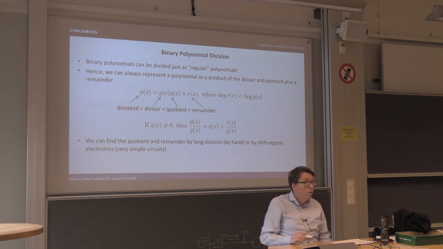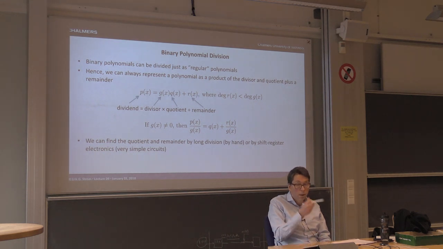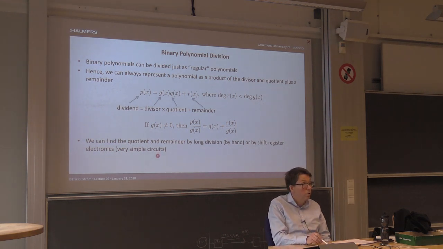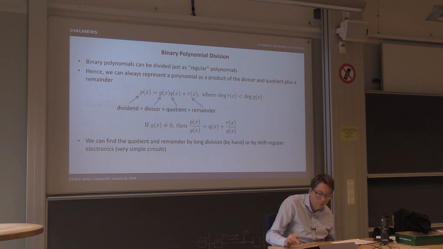And the beauty with this is that we can find this quotient and the remainder by hand through long division, which is a slightly painful process. But for hardware, we can implement this with a very, very simple logic circuit, with shift registers and binary adders. Very, very simple to do. Okay, so it's painful to do by hand, but easy to do with hardware.